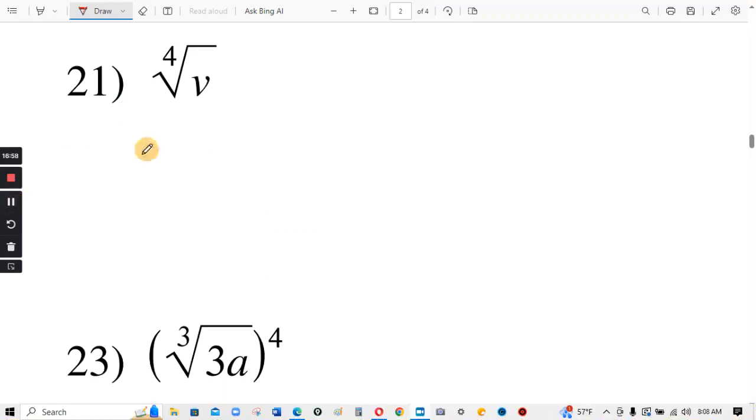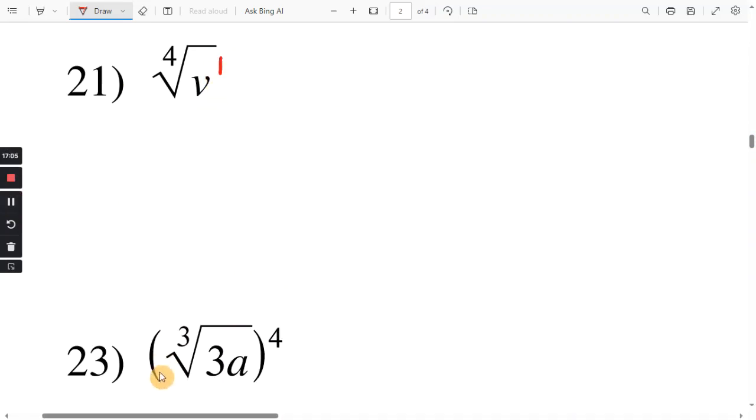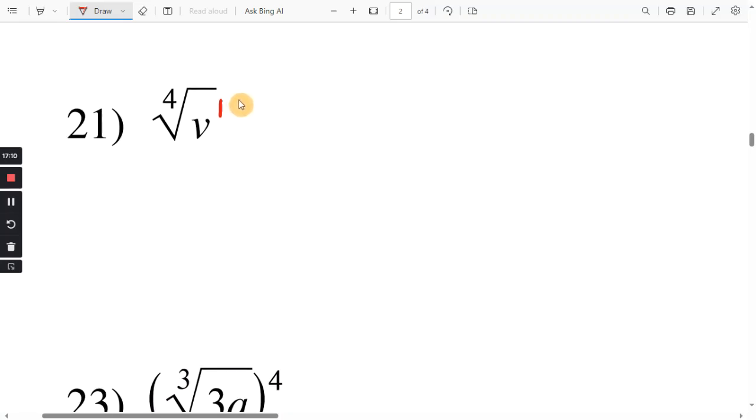All right, try number 21, please, and I'll give you a hint. The v is raised to the power of 1. All right, so pretty simple. We said the exponent is the numerator, and we said the root is the denominator. So we have underneath the square root, we have the v. The numerator on the exponent is 1, and the denominator on the exponent is 4, v to the 1/4.